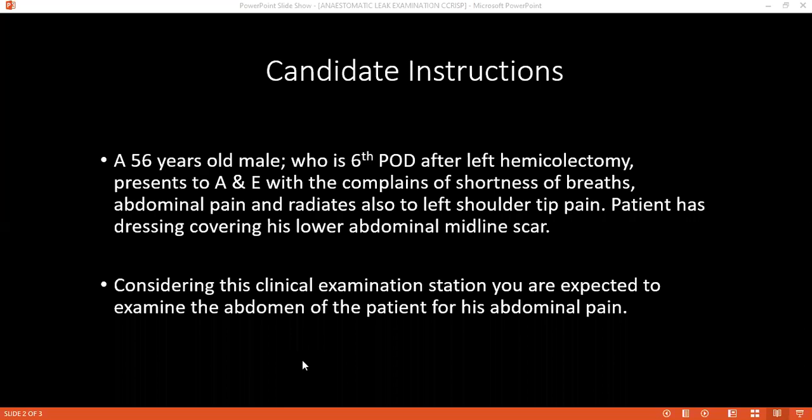And also using the dorsum of my hand, I'll assess and compare the temperature on both hands. I'll assess the radial pulse by using my index and middle finger pads on the radial side of the wrist. And if there's any Dupuytren's contracture, I'll palpate for that.